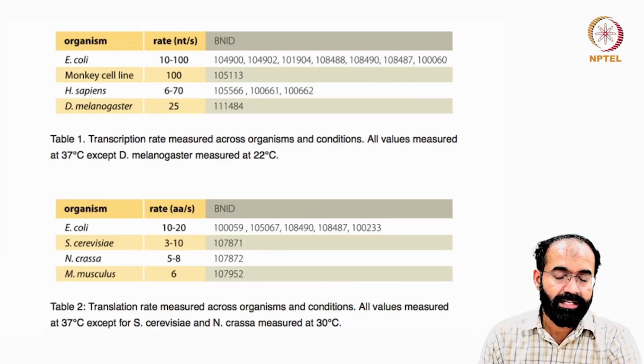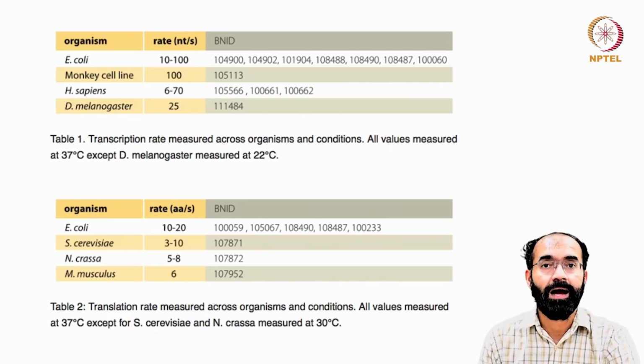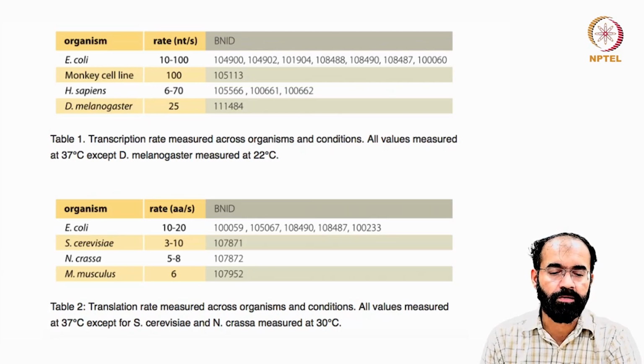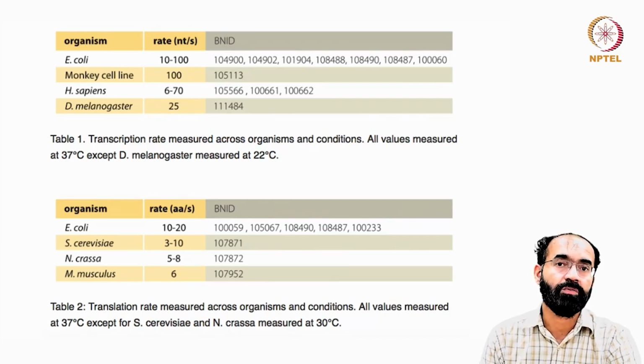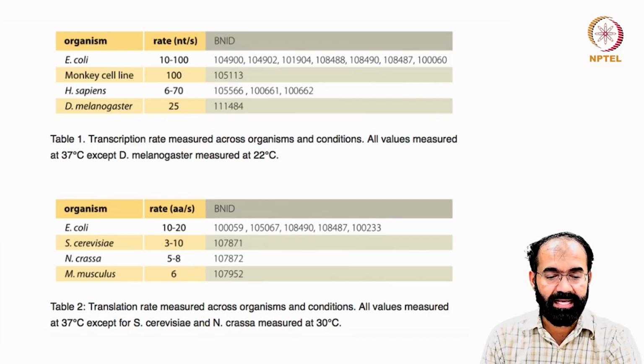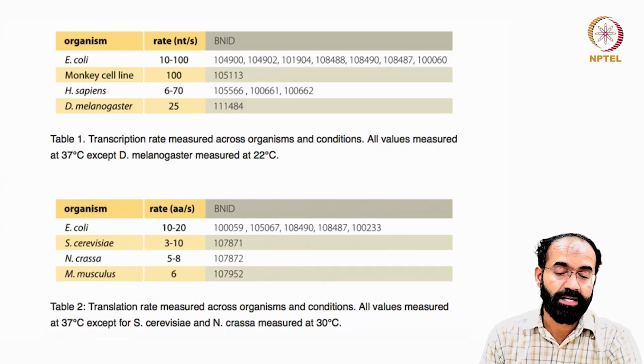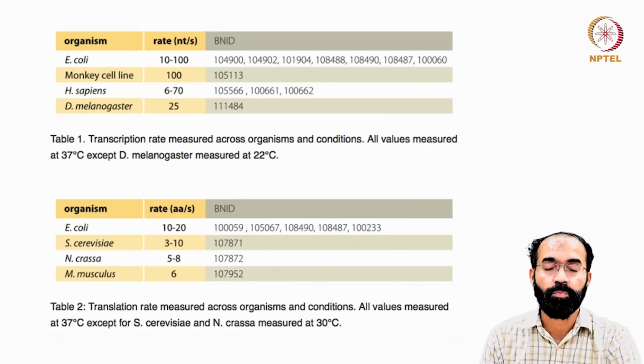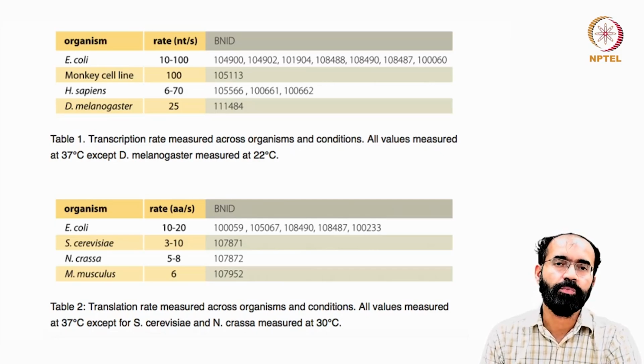On the other hand, if you look at the rate of amino acid or protein production: in E. coli it's around 10 to 20 amino acids per second, and in yeast it is around 3 to 10 amino acids per second, because E. coli lives at 37 degrees, yeast lives around 30 degrees. So this also could be one of the reasons. In Neurospora, another fungus, it's around 5 to 8 amino acids per second. This is the protein synthesis, the rate of production of protein from a given mRNA. In Mus musculus it is roughly around 6 amino acids per second, and in humans more or less the same.